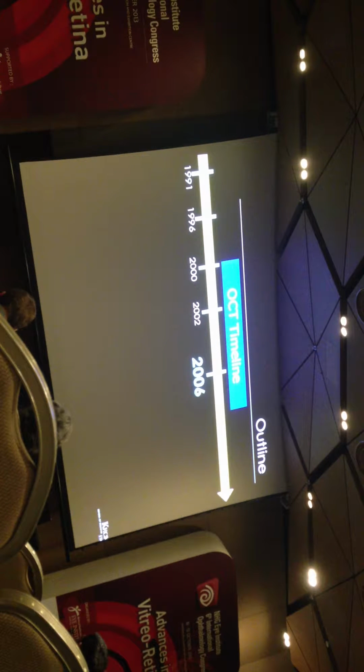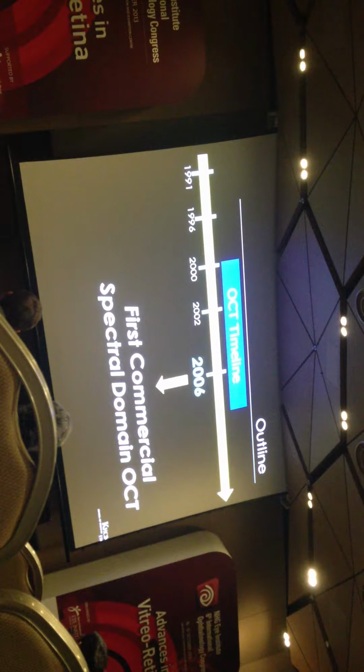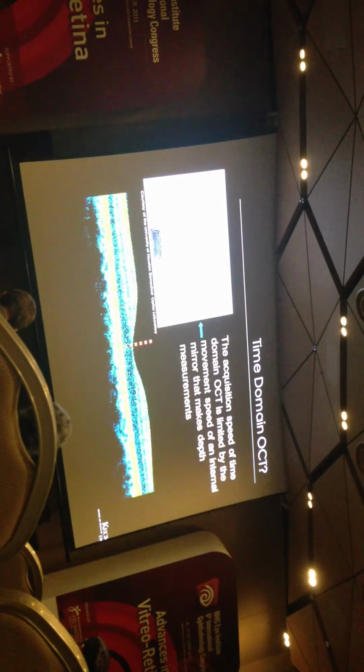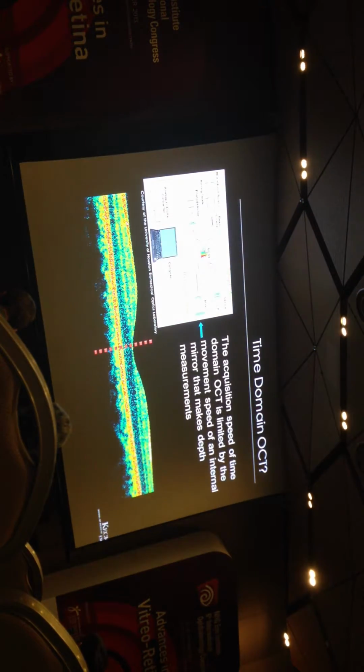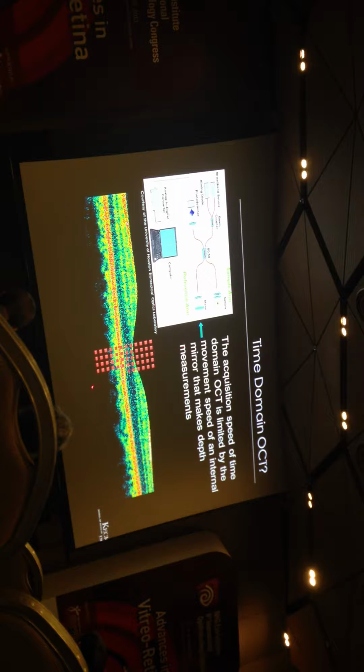The next big game-changing event was, of course, in 2006, and this was the introduction of the first commercial spectral domain OCT device. We were fortunate. We started working with these SD-OCT devices back in 2005. But in any event, I pointed out how one of the real challenges with time-domain OCT is that each A-scan had to be accumulated over a period of time, because you had to have a mirror move back and forth that reflected the depth information of the retina.